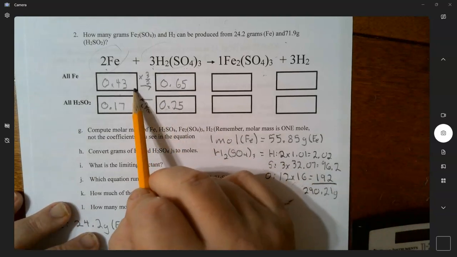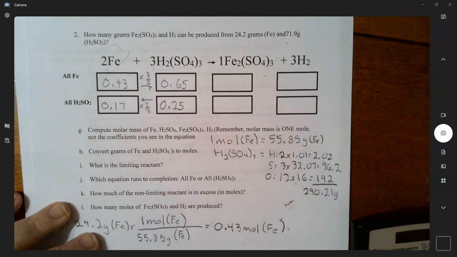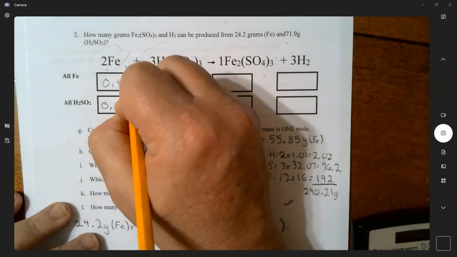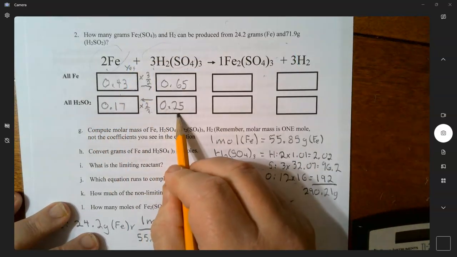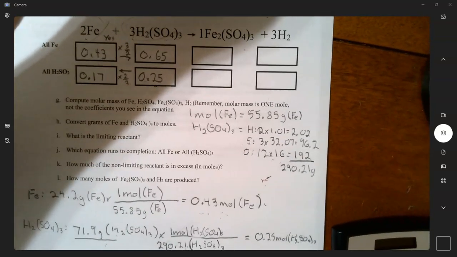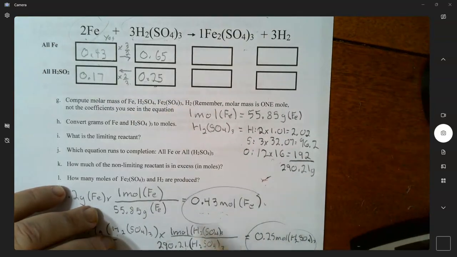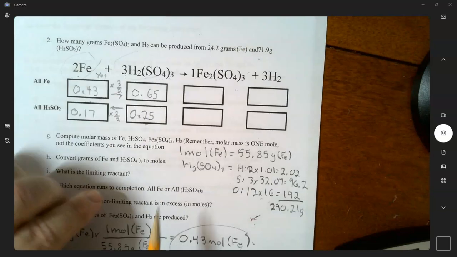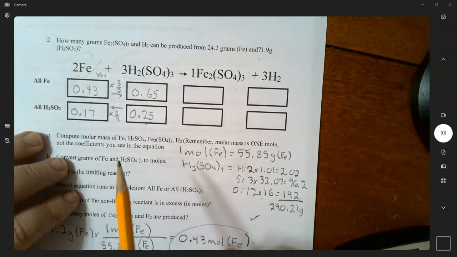All right, now we go around and do the yes, yes, yes, no. Okay, so 0.43, do we have at least that much? Yes, we have exactly that much down here, so that's a yes. And let's just skip over to this one. Do we have at least 0.25 moles of H2SO4? And the answer is yes. So we have exactly this much and exactly this much. So these two boxes are automatics, okay? So that's a yes.